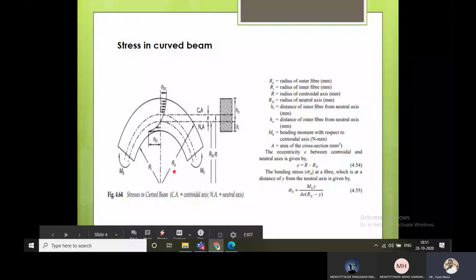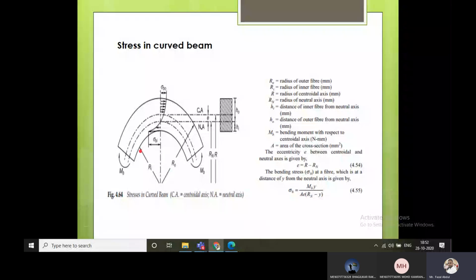Rn is the radius of the neutral axis. See, for every beam there are two axes: one is the central axis, one is the neutral axis. Both have the same meaning, but when the shape of the beam changes, the central axis and neutral axis change their positions.